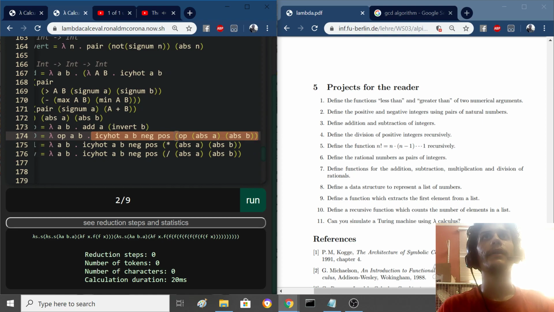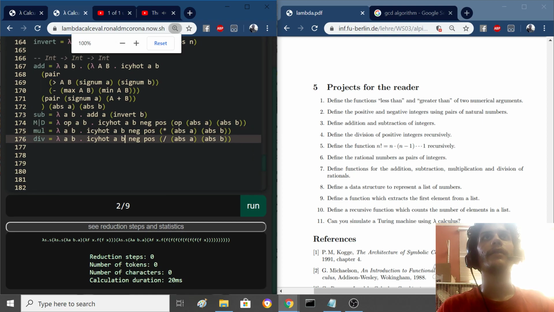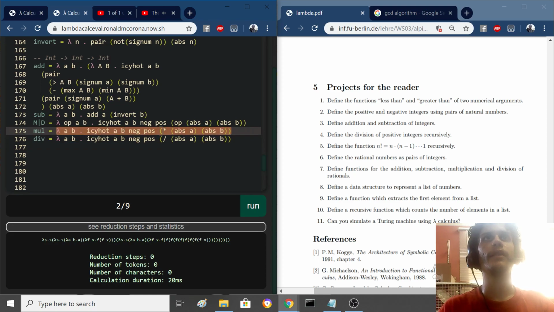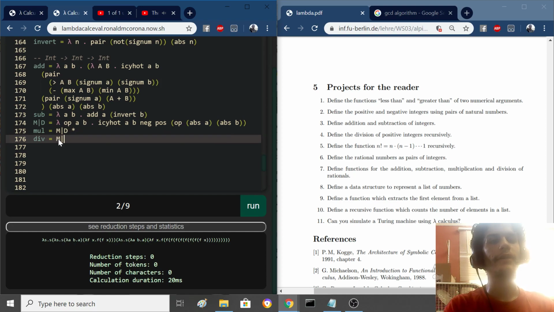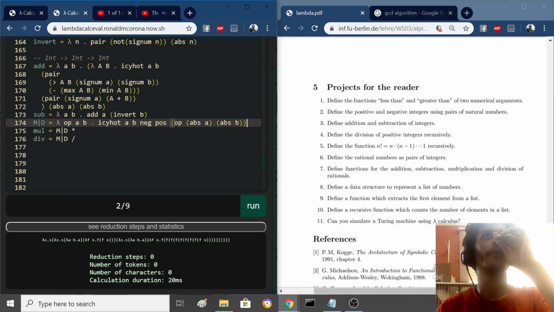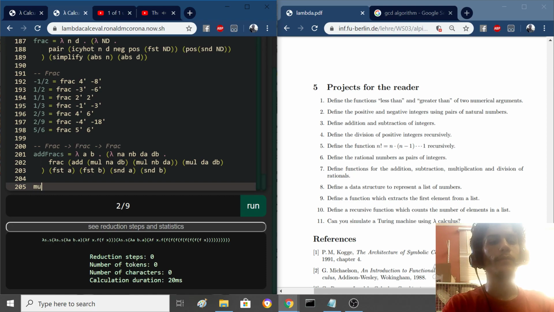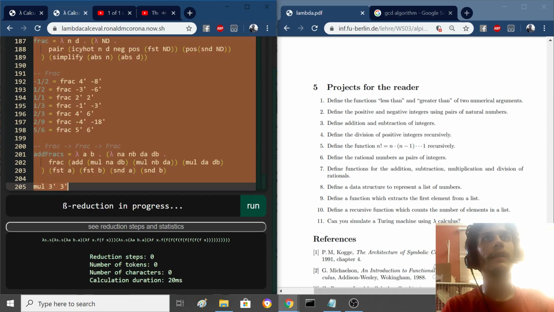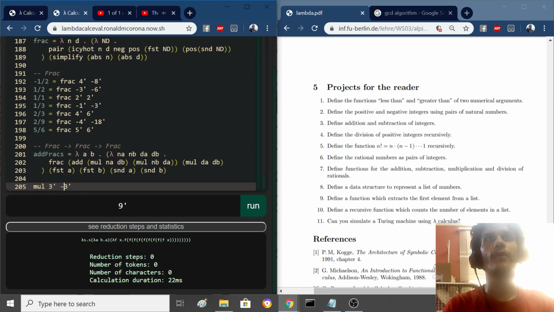Just zoom out a bit. And now this one can be defined by this. Multiply or divide. Well, which one is it? It's multiplication. And now this one. Multiply or divide. Which one is it? It's division. And that's how that's going to work. We can go ahead and test it real quick. Multiply 3 and 3. How about the negative ones? Multiply -3, -3. And yeah, that seems to work.